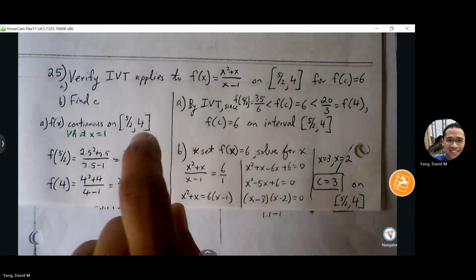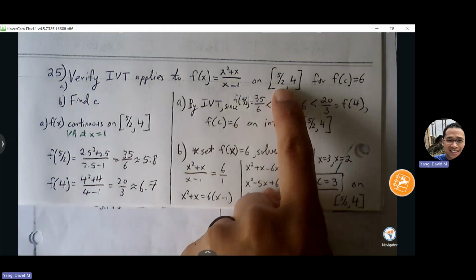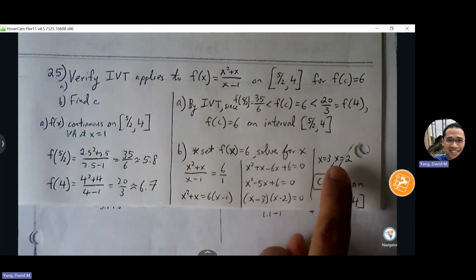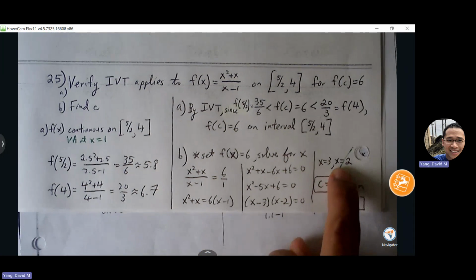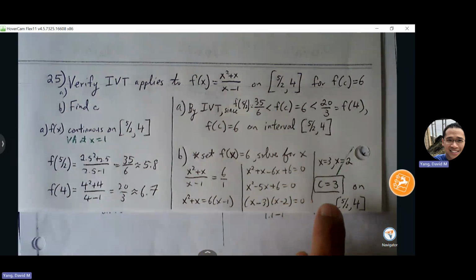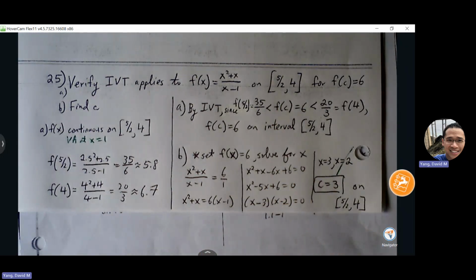However, we only care about the interval here. So even though the graph does hit a y value of 6 at 3 and 2, x equals 2 is outside the interval. So only when x equals 3 is what we care about for our C value, because our C value has to be inside the interval. So basically, this graph does hit a y value of 6 at the ordered pair of (3, 6).